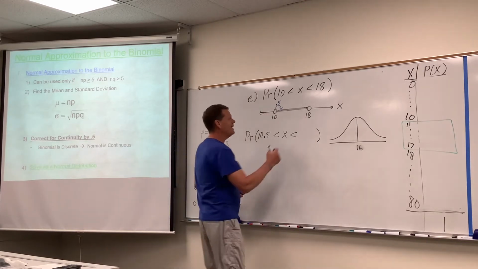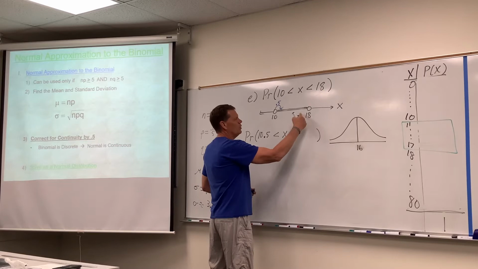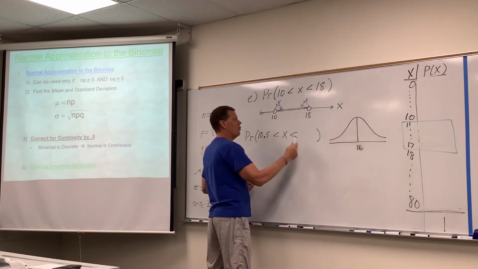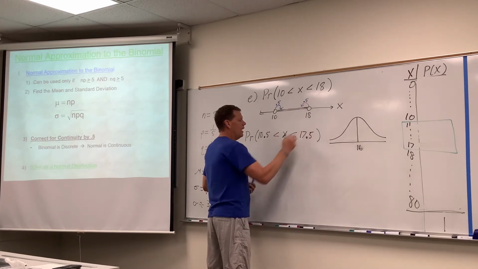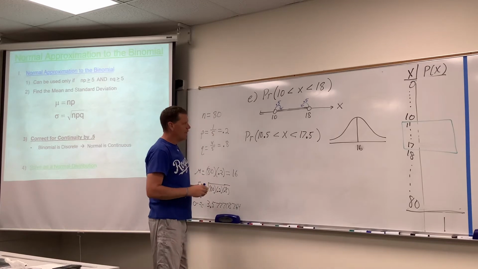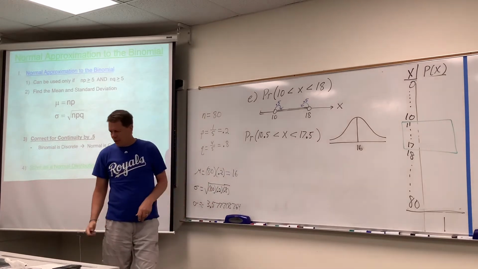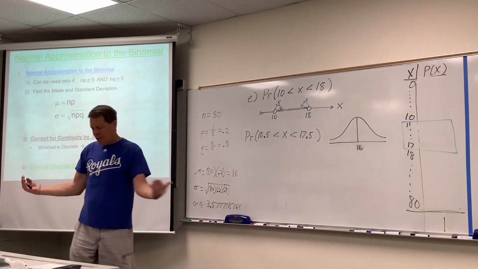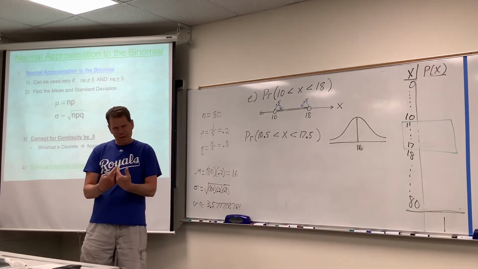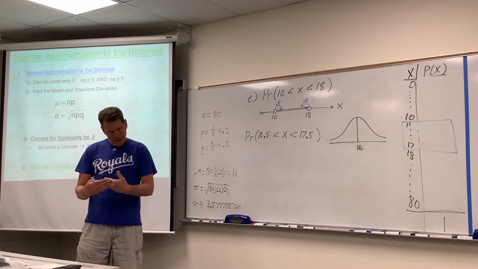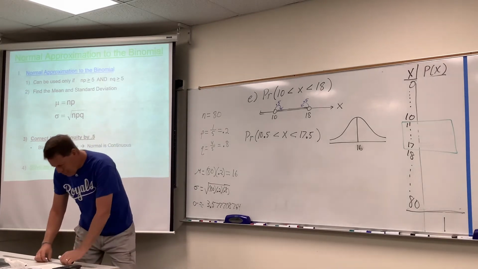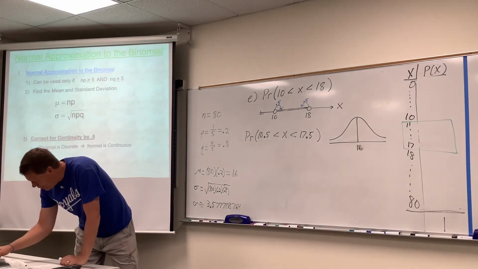And then 18, which way to be between? This way, in between. So 18 minus 0.5 is 17.5. Those are the two values of x after they've been corrected for continuity. In one case we're going above, and in the other we're going below. But in both cases we're going between. We're coming inward. One of them is to the left and one of them is to the right.